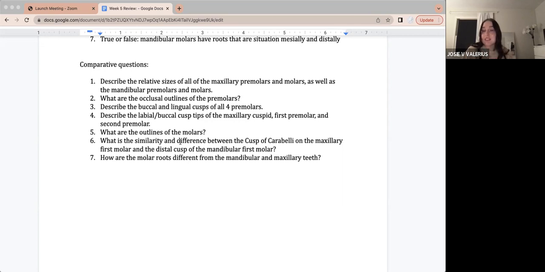So this is something that you should look back through the workbook at the actual photos and take a look at the roots. You can tell for the mandibular molars, their roots are pretty far apart. There's only 2. There's 1 mesial, 1 distal. But if you flip back to the maxillary molars, you can see there's 2 on the buccal, one of them's mesial and one of them's distal, and then 1 lingual. So it's a tripod shape for the molars on the maxillary side of your mouth.